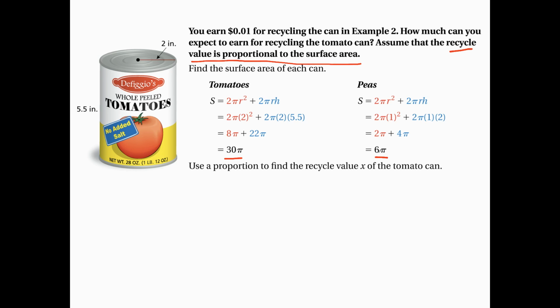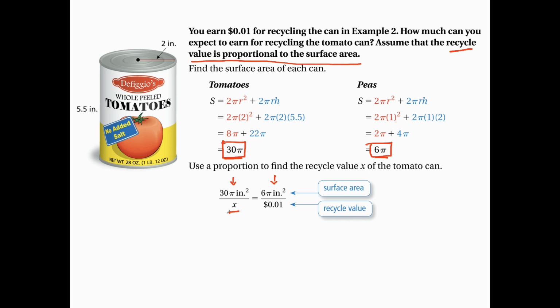So then we use a proportion to find the recycle value. How much do I earn for recycling a tomato can? Obviously, it's bigger, right? Its surface area is bigger. So let's figure that out. I make a proportion. I get 1 cent for every can of peas that I recycle, and that is the surface area for the can of peas right there. For the can of tomatoes, the surface area is 30 pi inches squared. I need to figure out how many cents I get.